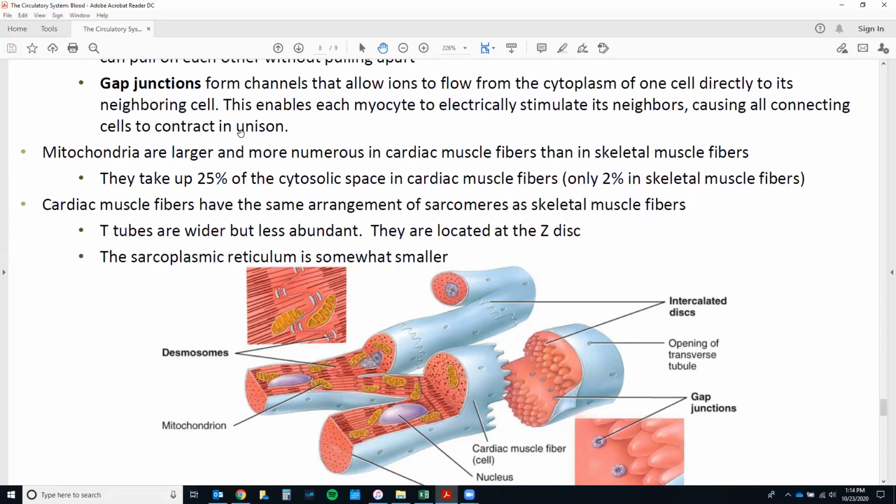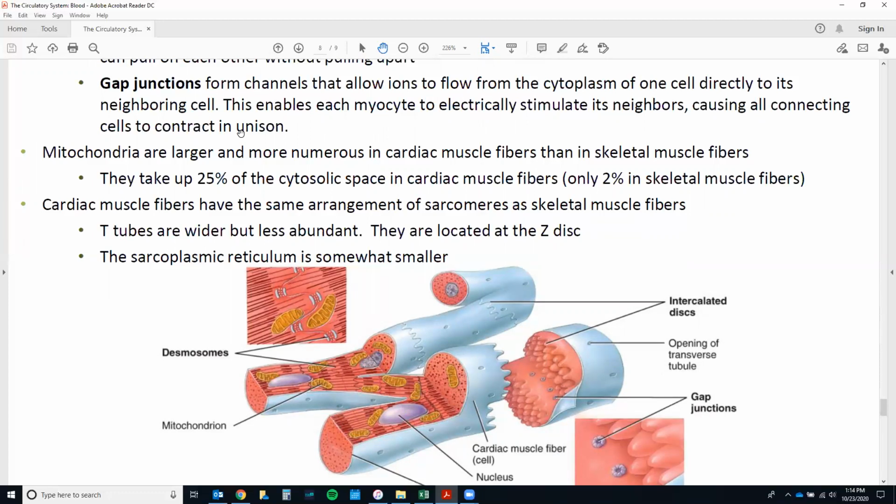When we're talking about the ventricles, because they contract at the same time, or when the atria are contracting, they're pushing blood down into the ventricles. What we never want is one side of the heart contracting, the other side not contracting. We want both ventricles contracting at the same time, both atria contracting at the same time.